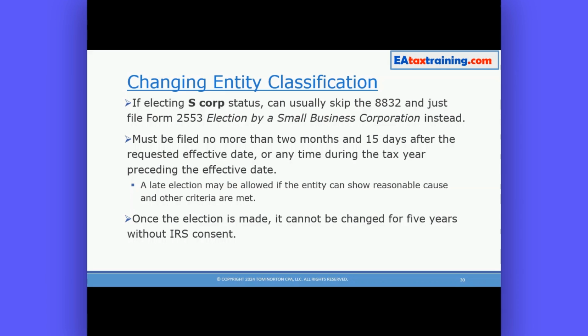And once this election is made, it generally cannot be changed for 5 years without IRS consent, although there are ways that you can revoke this election that we will talk about when we get to the S Corp video.